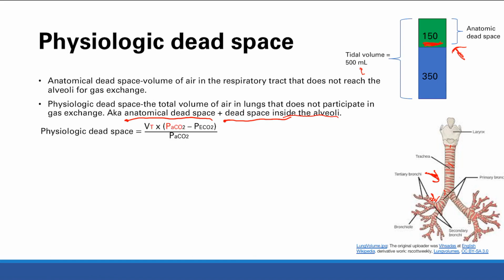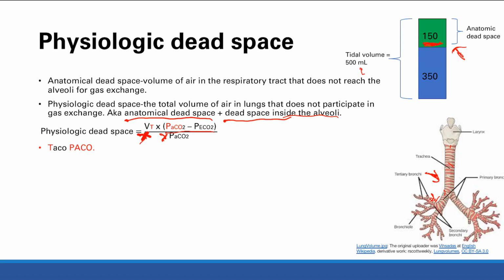Physiological dead space equals this. This is tidal volume times this. This is the arterial partial pressure of carbon dioxide in the pulmonary arterioles minus the expired partial pressure of CO2 in expired air. Okay, you divide that by the partial pressure of CO2 in the arterioles.